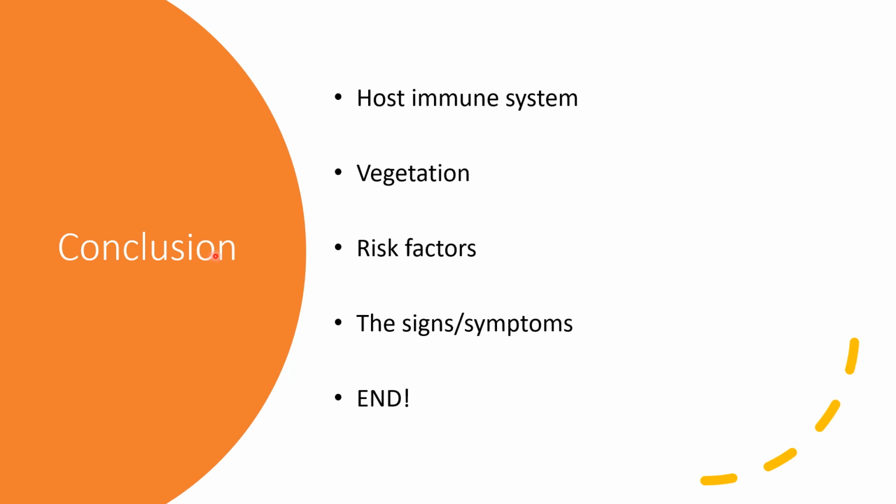In conclusion, the host immune system is the major player here. Once vegetation is formed with the help of risk factors, then whether or not we will have signs and symptoms will depend on the host immune system. With that, I've come to the end of signs and symptoms of infective endocarditis.